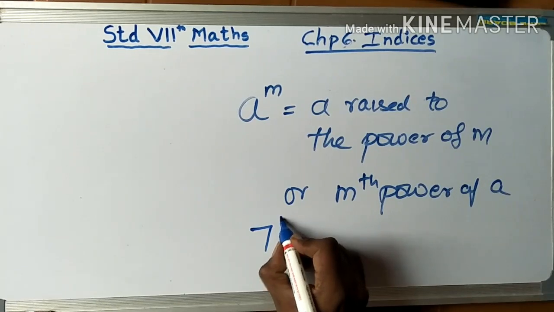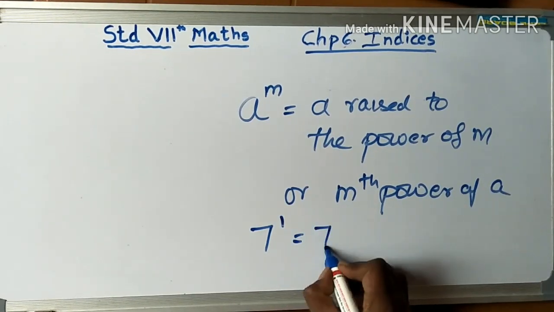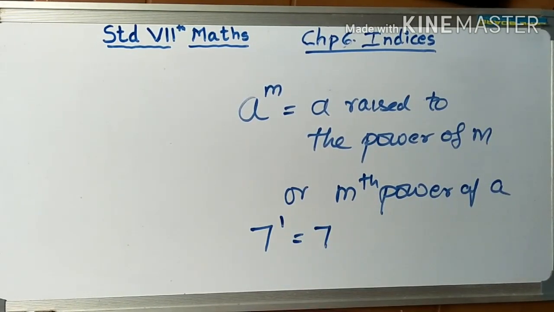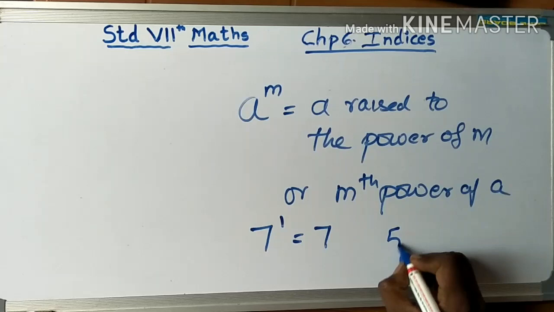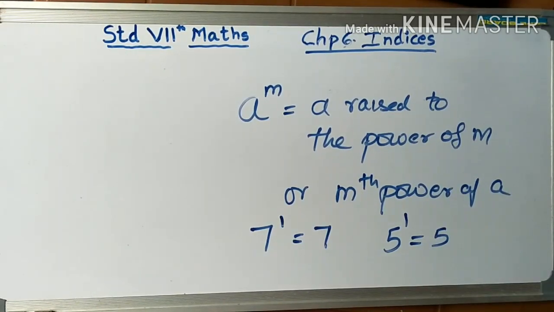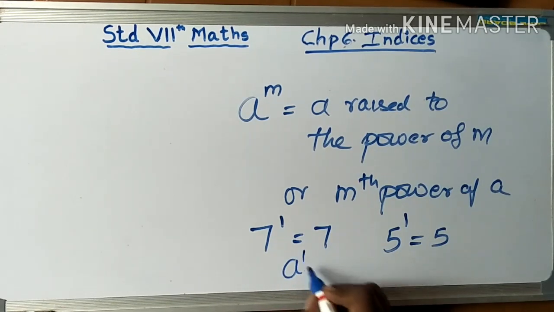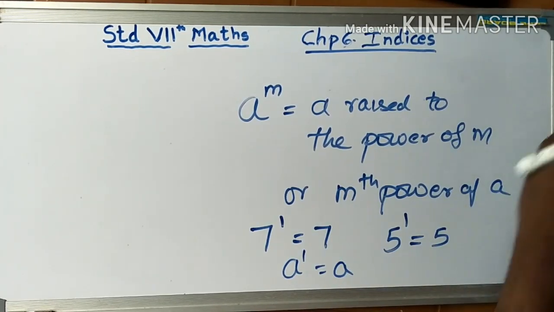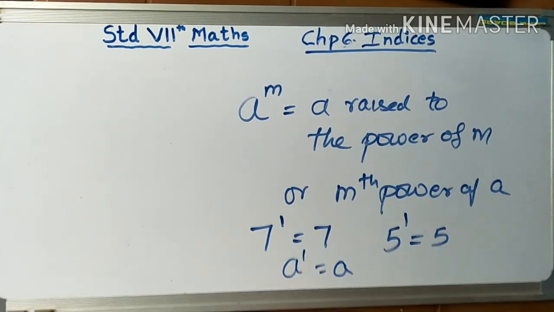If I say 7 raised to 1, it is 7, you are multiplying only one time. So 7 raised to 1 is 7. If I say 5 raised to 1, 5 raised to 1 is 5. The index 1 is not written. Now let's say a raised to 1, it is a. Let me tell you another example.